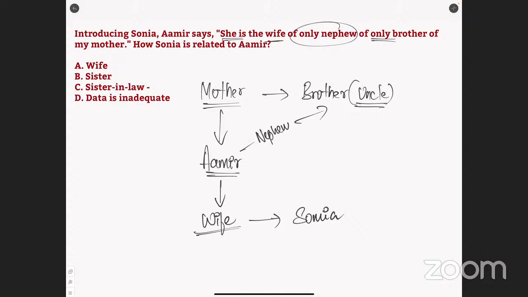Sonia is the wife of the only nephew of only brother of Amir's mother. So Amir's mother has only one brother, and that brother, that is mother's brother, has only one nephew, that is Amir himself. And she is the wife of that only nephew, means it is Amir's wife. So Amir's wife in this case is Sonia. Now, how is Sonia related to Amir? Very easy. Option A, Sonia is Amir's wife. Next, moving on.